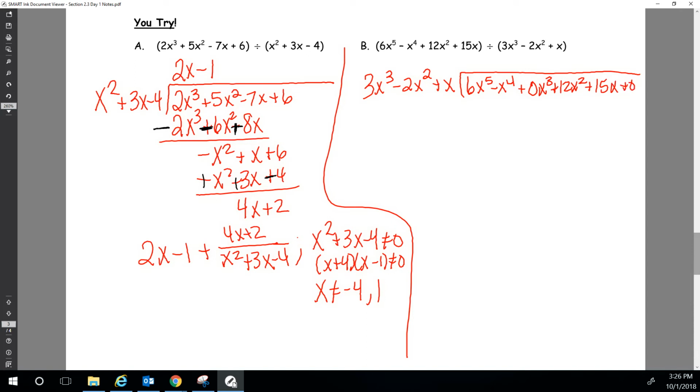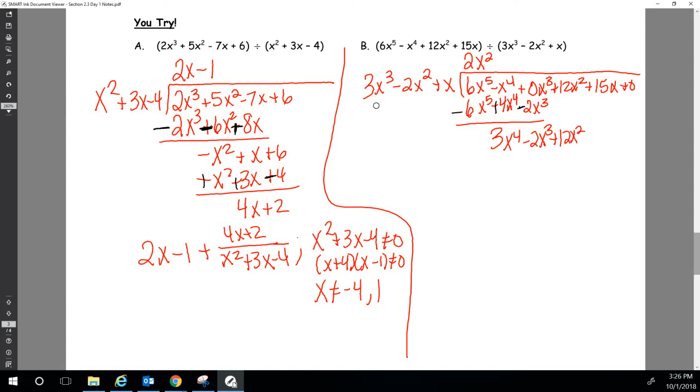All right, what times 3x cubed will give me 6x to the 5th? That would be 2x squared. That gives me 6x to the 5th. 2 times negative 2 is negative 4x to the 4th. 2x squared times x is 2x cubed. All right, and changing my signs, I've got negative 1 plus 4, which is 3x to the 4th. Negative 2 plus 0 is negative 2x cubed. Bring down just one more term.